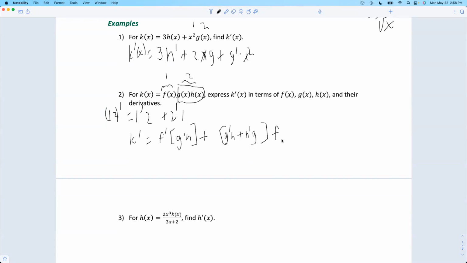Let me go through this one really quickly again. So product rule, I've got 2 functions. This one times that one. Derivative of the first times the second, plus derivative of the second times the first. But in order to find 2 prime, I had to use product rule again.